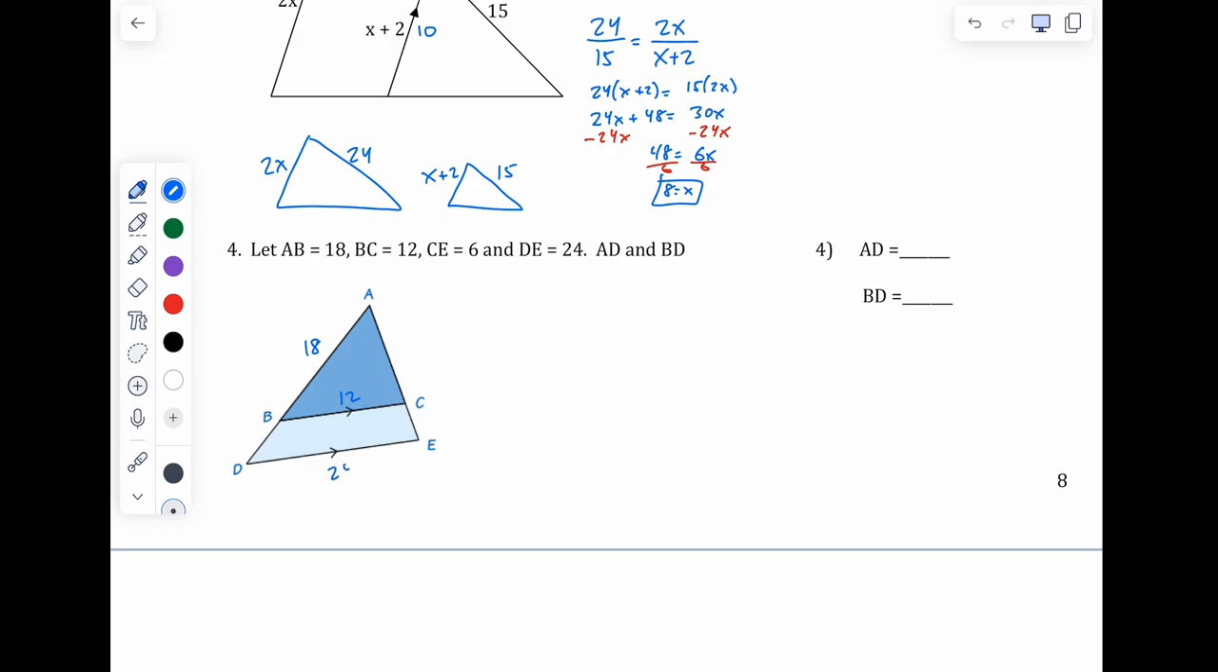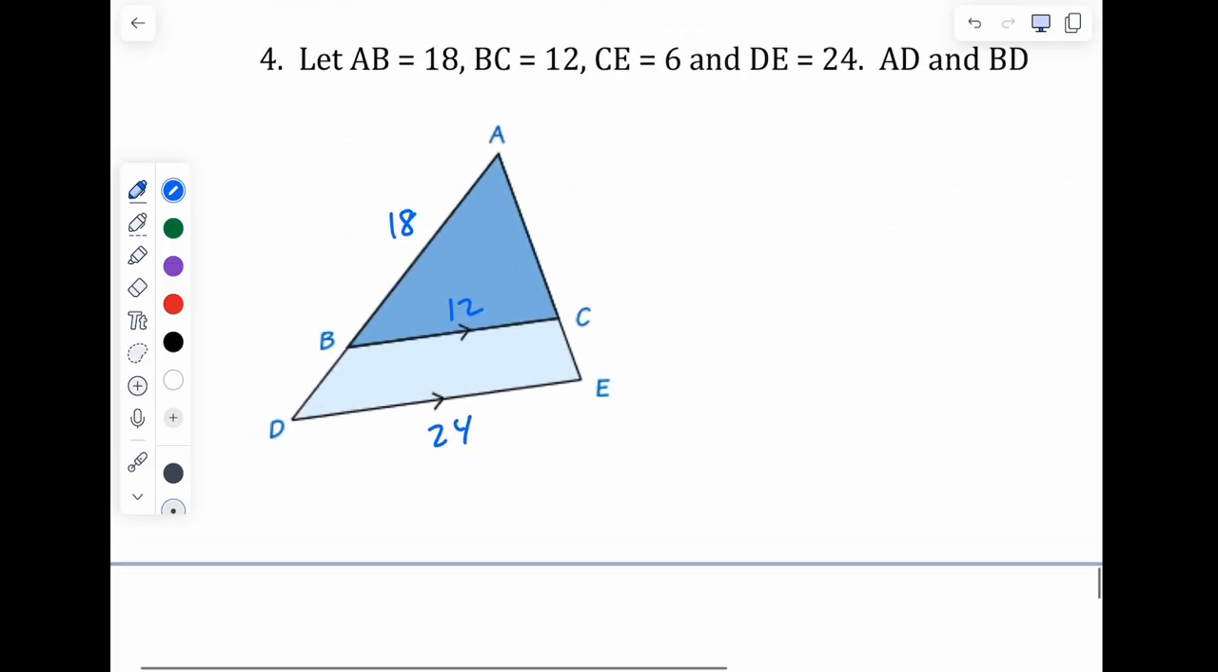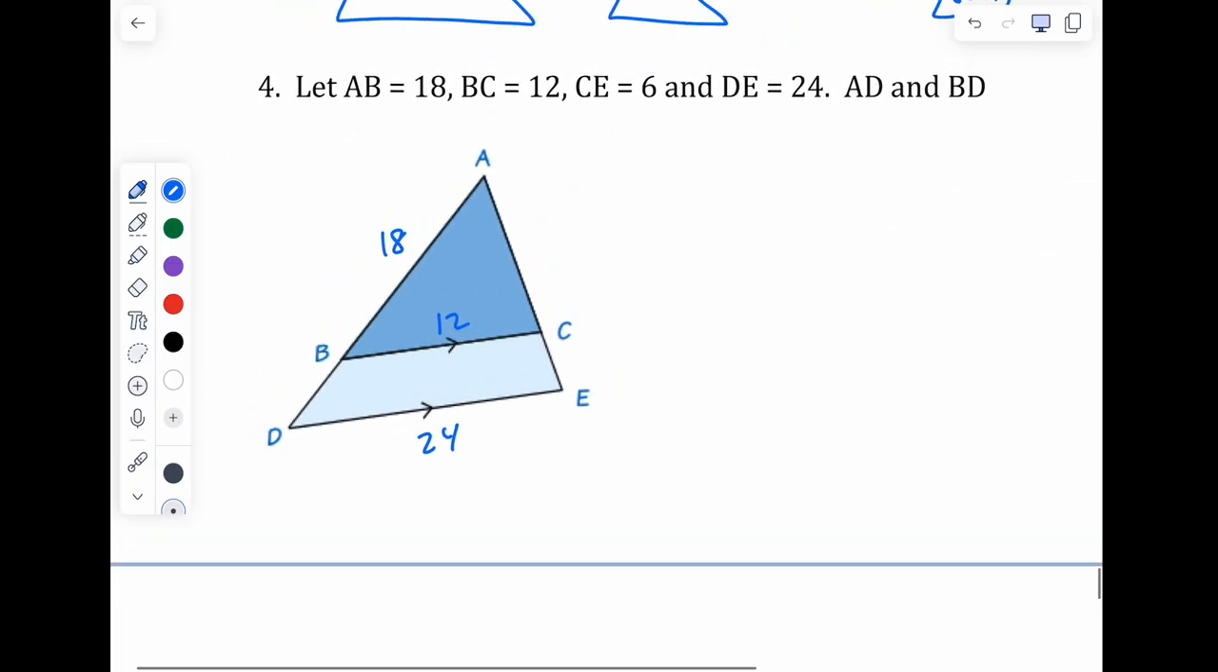DE equals 24, and BD we don't know, and AD I don't know. Okay, so I put those numbers down. Oh, CE is 6, so I do need that. So, maybe the reason I didn't write that is because I don't think that's going to be helpful. It only asks us for AD and BD. And so I need this one. So I'm going to put X on this.